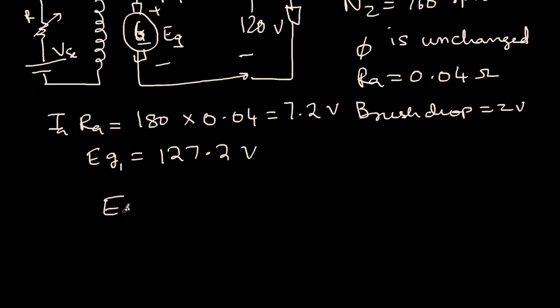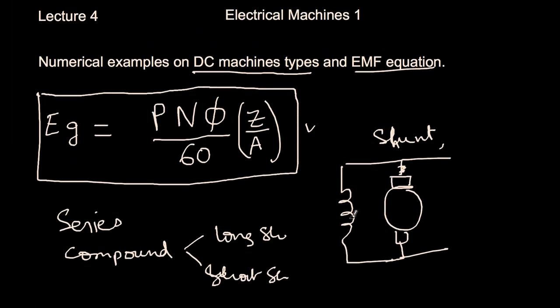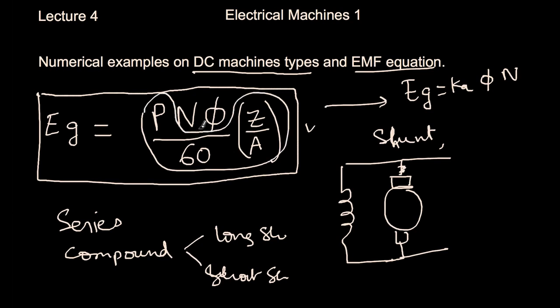Now we know that the EMF generated EG is proportional to flux and speed. We had earlier seen that. If I just go up quickly, in this formula you see Ka multiplied by flux into speed. The poles are constant. You cannot change the poles of the machine suddenly. The number of conductors you cannot change. Parallel paths you cannot change. 60 is also a constant. So if I take this entire term and denote it as Ka, then Ka into phi into speed, you will get it.